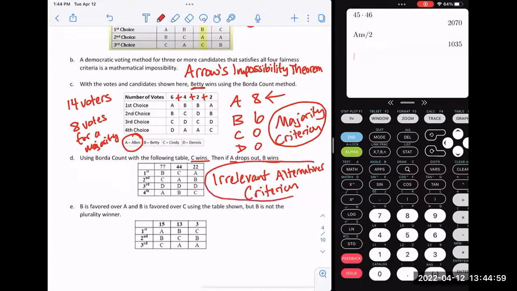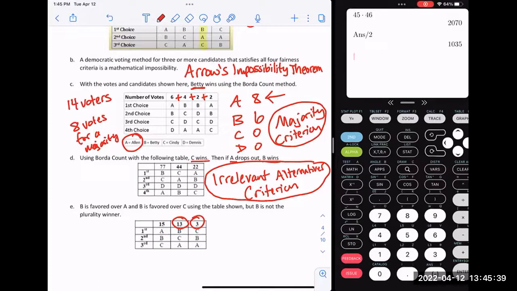So this one says that B is favored over A and B is favored over C using the table shown, but B is not the plurality winner. So if they were using the plurality method to determine the election, we can see that A has the most number of votes. It has 15 votes, and B has only 13 first place votes. But they're saying that if you look at B over A, there's actually these 13 voters and also these 3 voters prefer B more than they prefer A.